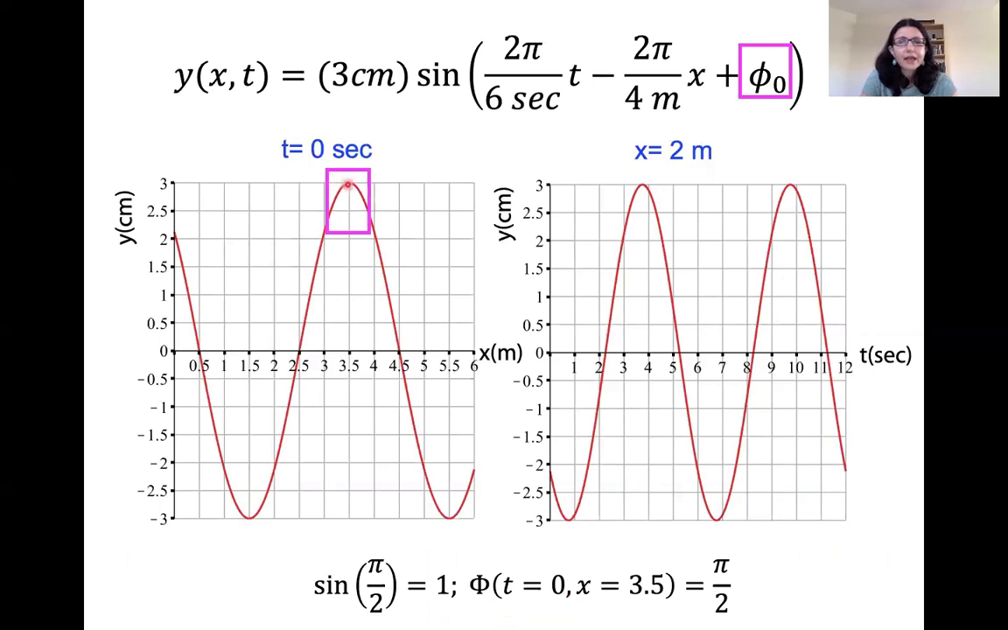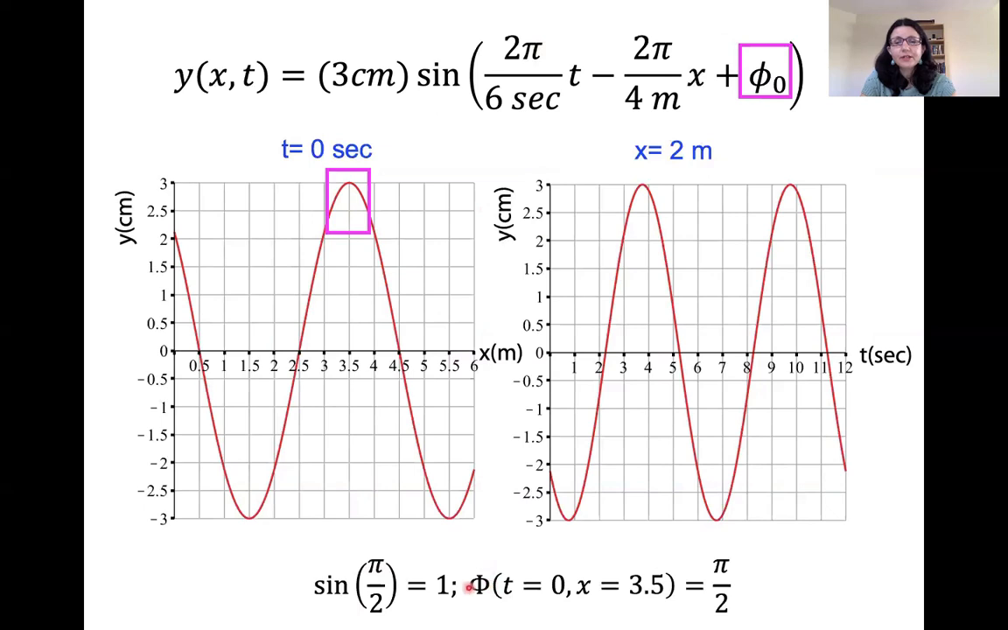So I happen to choose this point here, and what do we see here? Well, to get basically 3 meters, which is the displacement at this point, the sine of everything inside has to be 1. How do we get the sine of the argument to be 1? The argument has to be pi over 2.